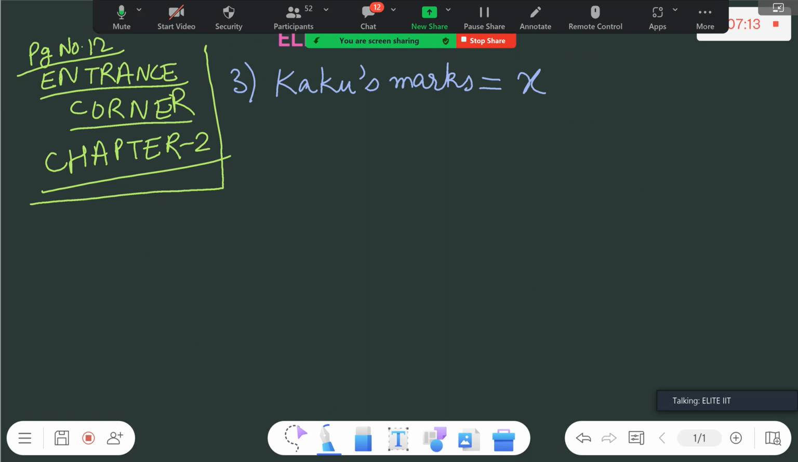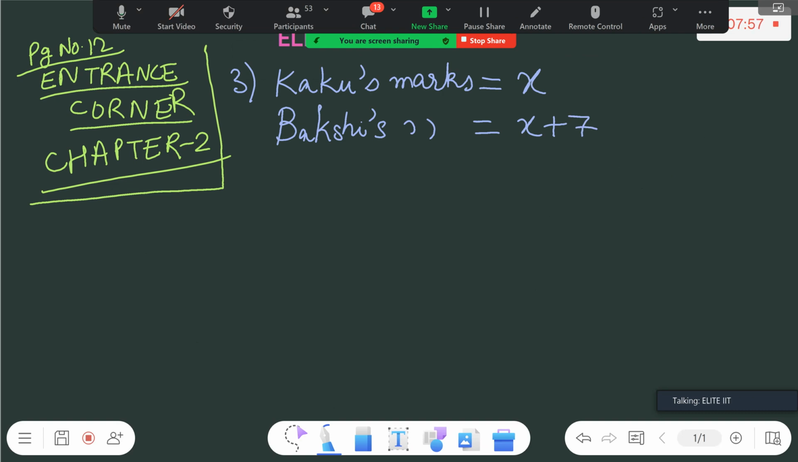So, Kaku's marks is X. And what is given? Kaku got 7 marks less than Bakshi. So, what will be Bakshi's marks? If Kaku's marks is X, okay, I'm writing here. What will be Bakshi's marks? Kaku got 7 less than Bakshi. Then Bakshi got 7 more than Kaku. It is given Kaku got 7 marks less than Bakshi. Then Bakshi got how much? 7 more than Kaku. Yes or no, Gagan? So if Kaku is X, then Bakshi I can write X plus 7.